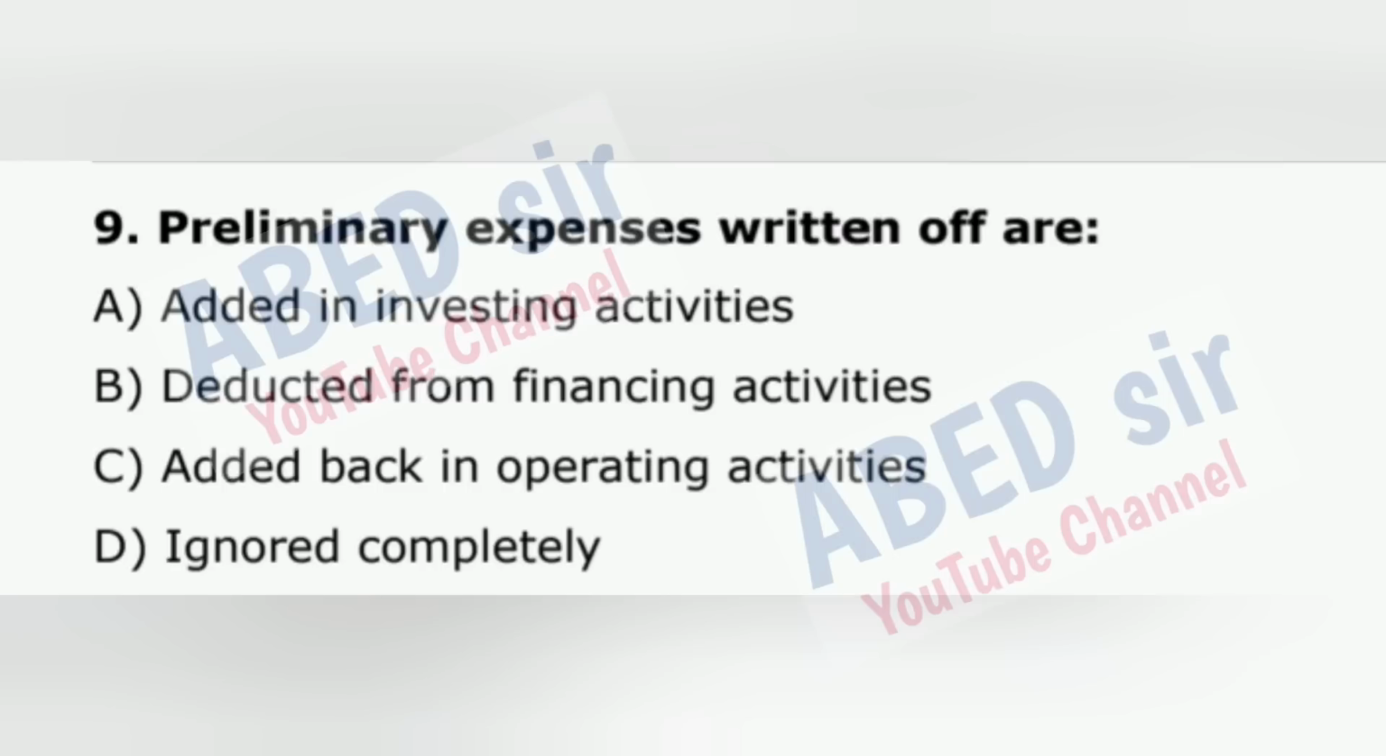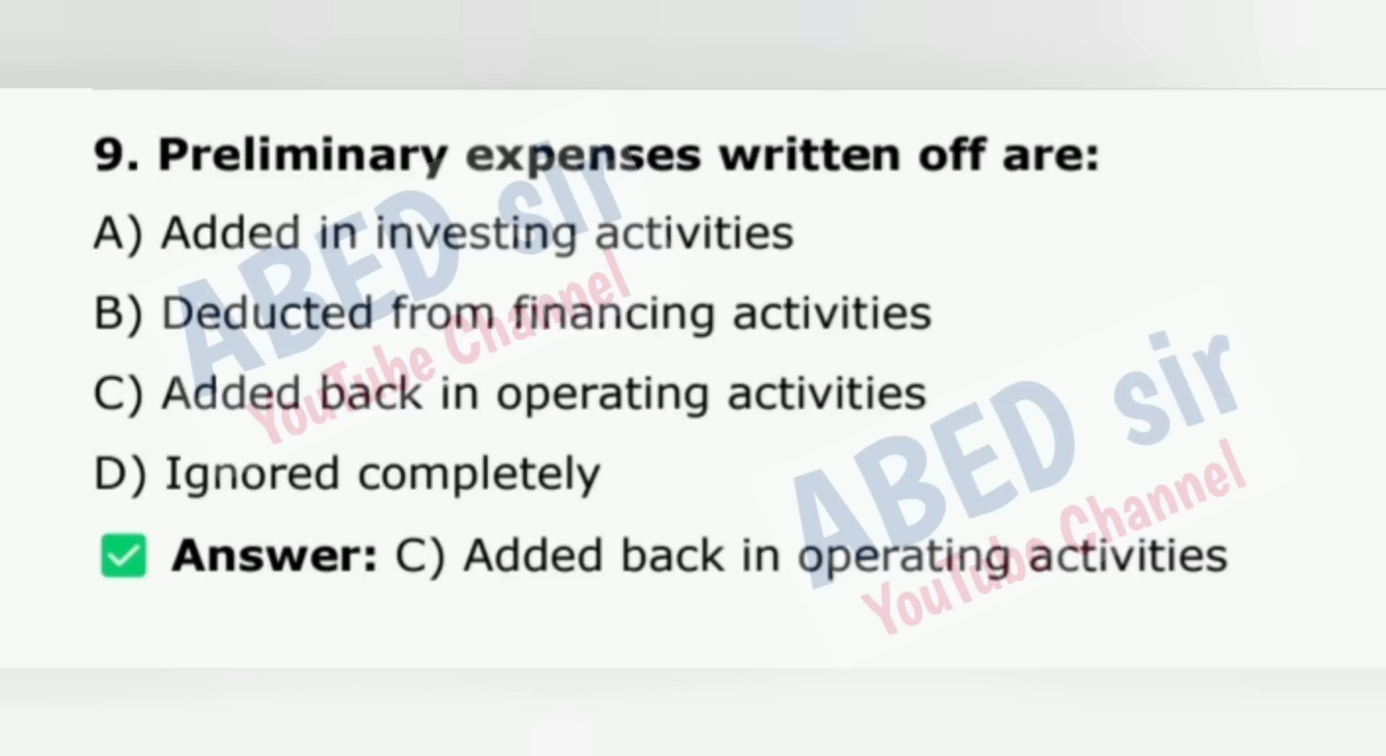Next question. 9. Preliminary expenses written off are A. Added in investing activities. B. Deducted from financing activities. C. Added back in operating activities. D. Ignored completely. Answer C. Added back in operating activities.